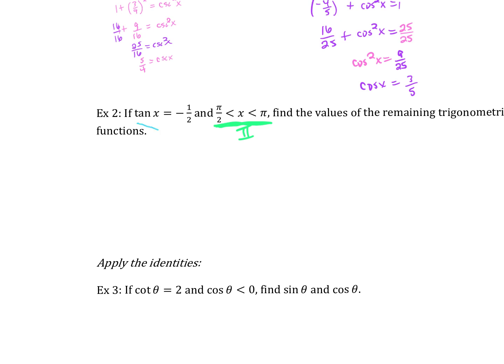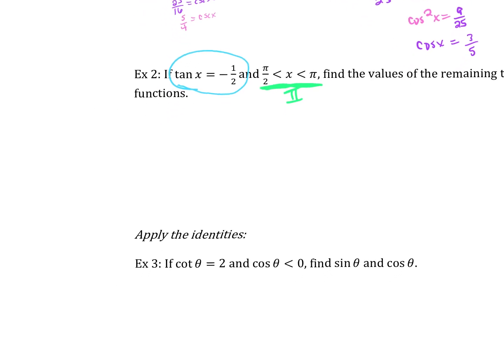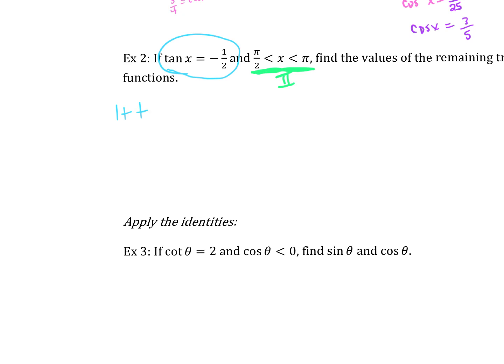Okay, and I'm given something about tangent. So I'm thinking I want to use Drew's identity to begin with. Drew, what does your identity say? It's 1 plus tan squared x equals secant squared x. There we go. You've got it. Nice work. Okay. So let's plug in 1 plus negative 1/2 squared equals, so 1 plus 1/4. Let's rewrite that 1.